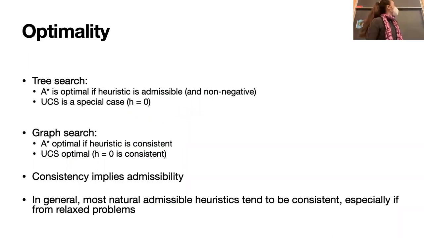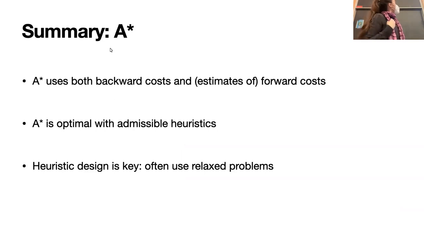So in summary, A star uses both backwards costs and estimates of forward costs, okay? Also, A star is optimal with admissible heuristics for tree search. And the big thing that you guys should take away from today is that heuristic design is the key. Often, we're going to be using relaxed problems, right? So you may have seen in your first homework, often when we're looking at things like Pac-Man, as you will in this class, what's a relaxed problem? It's when you ignore the walls and you just look at your distance, okay? Either Euclidean distance or looking at the Manhattan distance. Thank you. Okay.